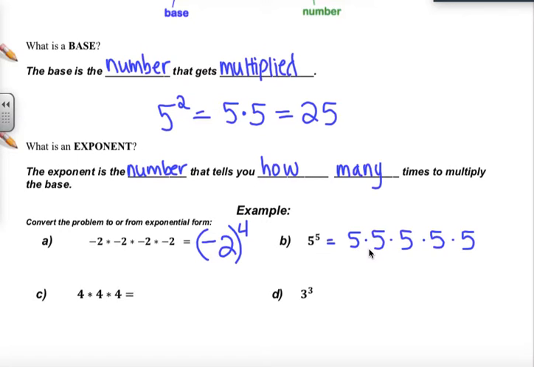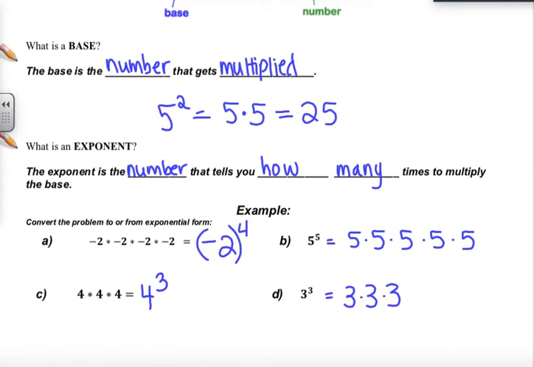What would I write letter C as? What would this be in exponential form? 4 to the 3rd. Perfect. 4 to the 3rd power. And then letter D, what would I do to expand that? 3 times 3 times 4. Perfect. Okay, so pretty simple. So that's just a recap on the way that exponents work.